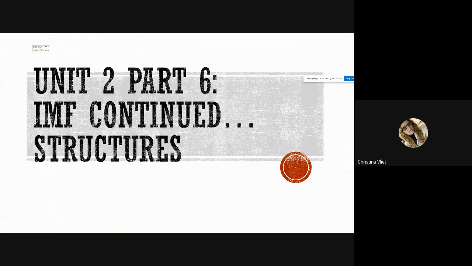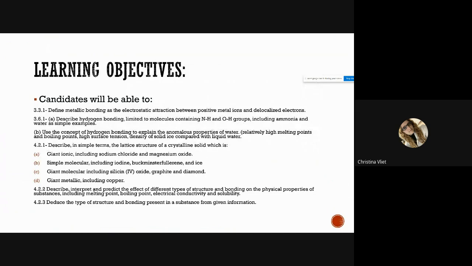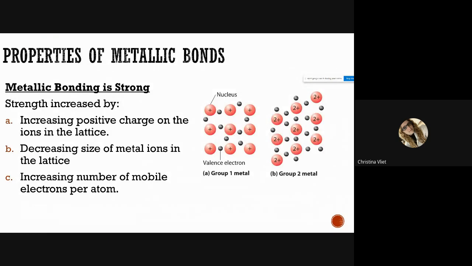Well, actually, 3. We got to do 3, right? Yeah. So this is continued. We're not going to finish all of this today. I don't think we're going to get to graphite and diamonds today. I think we'll be doing that next class. But we are going to talk about metallic bonding. We have to talk about metallic bonding before we do. So, Unit 2, Part 6, IMF continued, structures. Here we go. Learning objectives. What we have not done yet that we need to cover is metallic bonding.